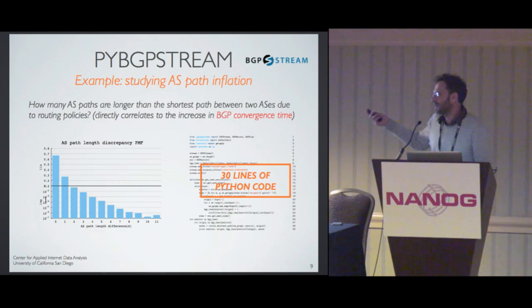Basically, what the graph tells you is that in 70% of the cases, we found that there was no path inflation. In the remaining 30% of the cases, there were from 1 up to 11 extra hops found on the internet. I mean, extra hops compared to the shortest path.